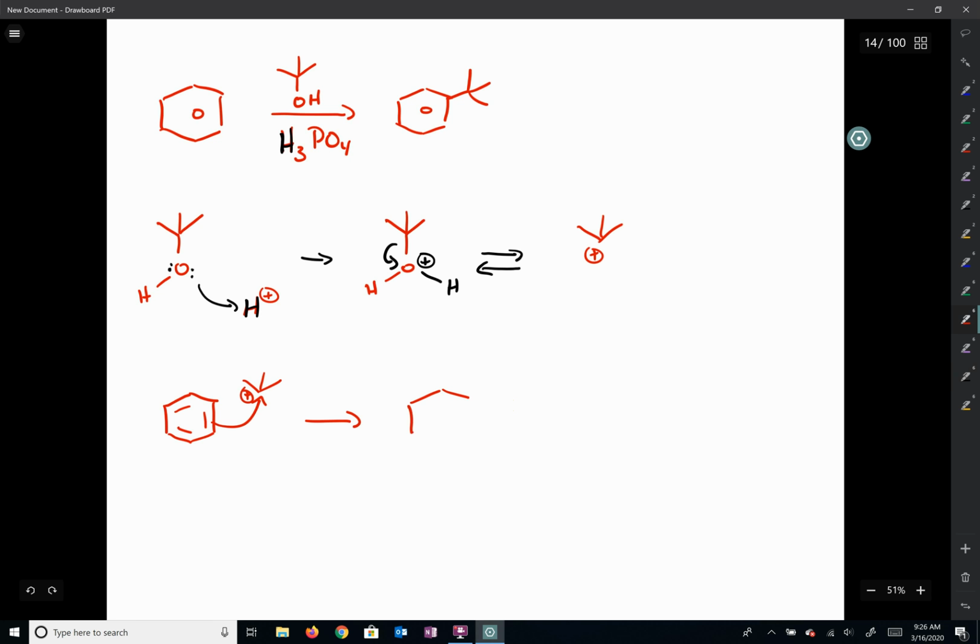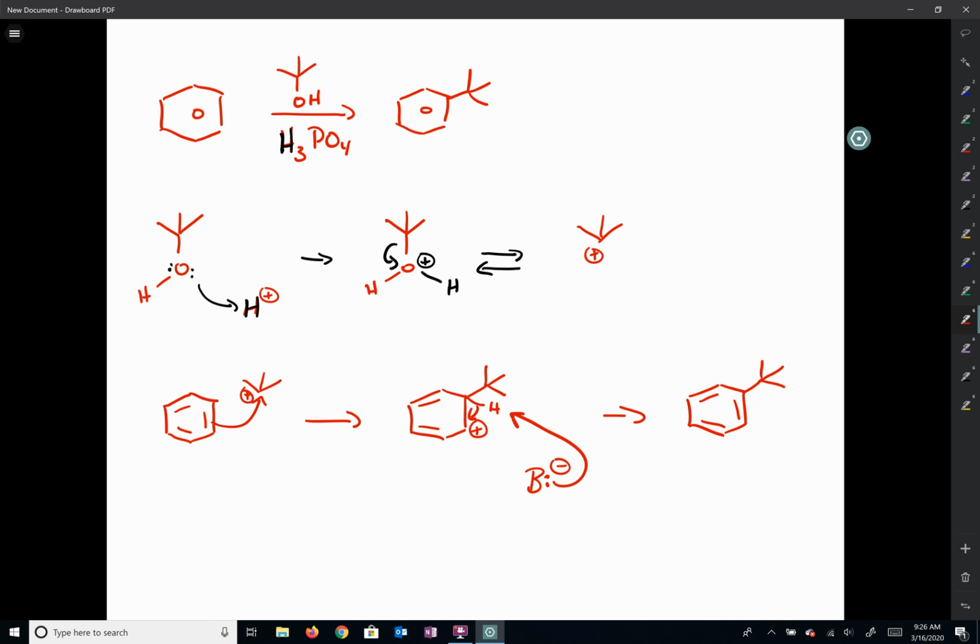Here's step 2, attack by the ring. And then step 3, something comes in and grabs that, some kind of base, and reforms the ring. What is that base? It could be the conjugate base of phosphoric acid. It could be water. It could even be more of the alcohol. So a couple of different things can come in.